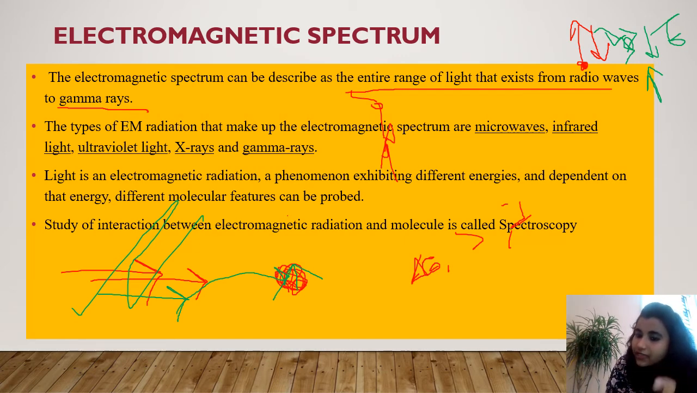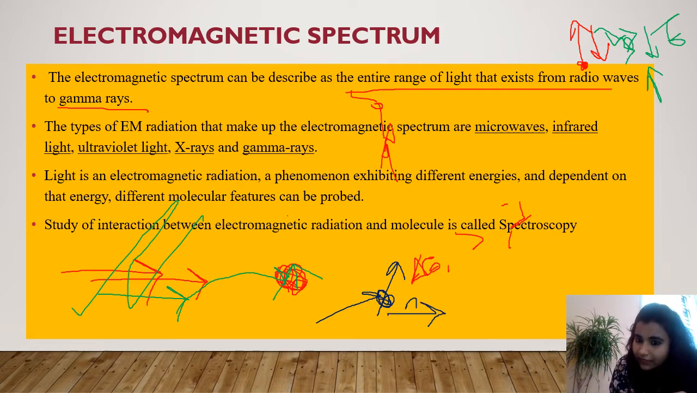Then next comes scattering. Scattering means, suppose this is a sample here. Now if we expose light, it will scatter in some different direction. So this is called scattering.